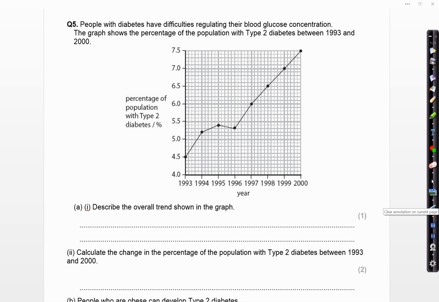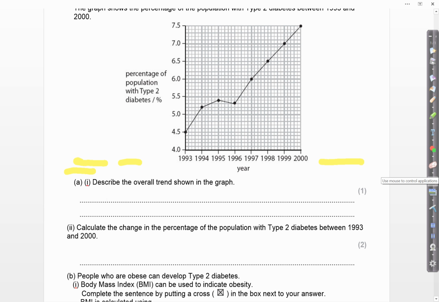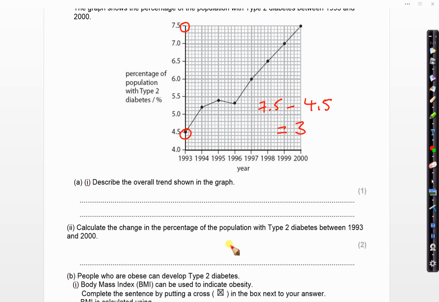Right, moving on. The next part of this question, we've got to calculate the change in percentage of the population with type 2 diabetes between 1993 and 2000. So what's the change? So let's have a look at that. Well, by the looks of things, we've got 4.5, 7.5. So what's the change? So 7.5 take away 4.5 equals 3. Not too difficult, is it? So 3% is the answer here.